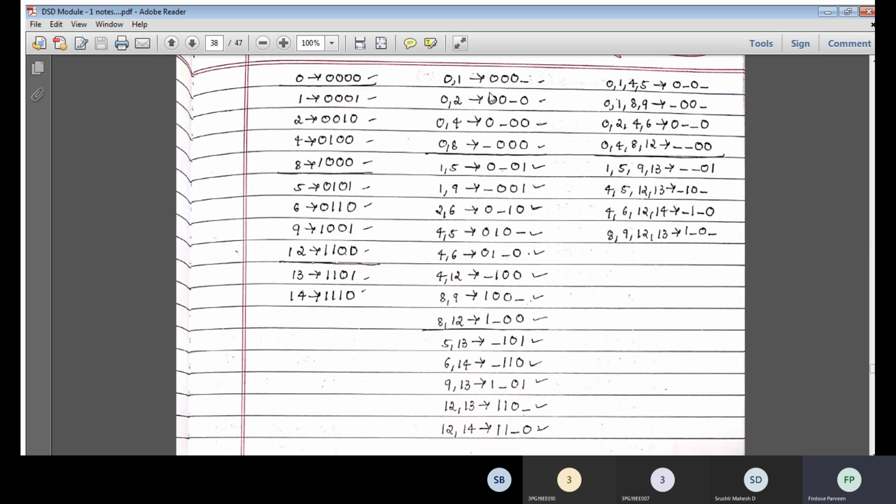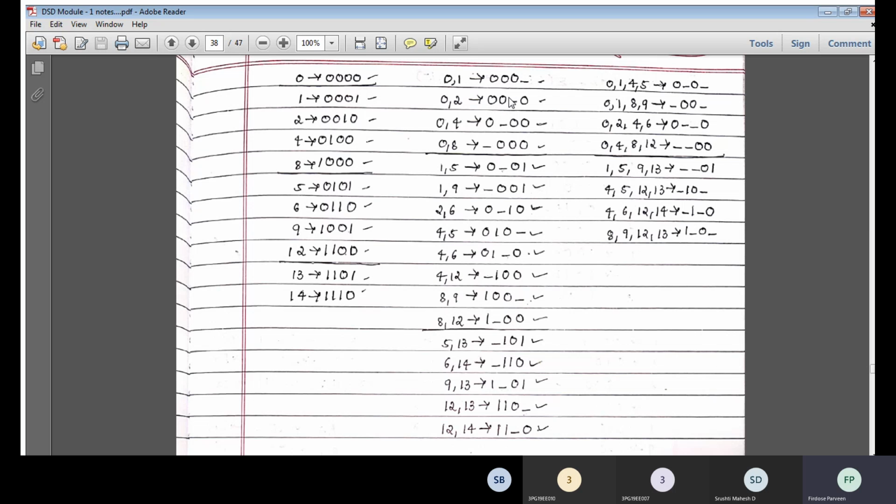So 0, 1 is what? It is 0, 0, 0 dash. So here it is 0, 1, 0 dash. So here it is varying. So I can write 0 dash 0 dash. Okay. In the same way 0, 1, 8, 9. So 0, 1, 8, 9 is what? Dash 0, 0 dash.